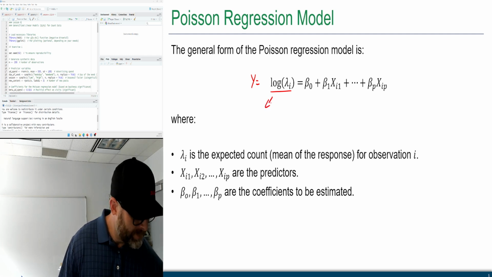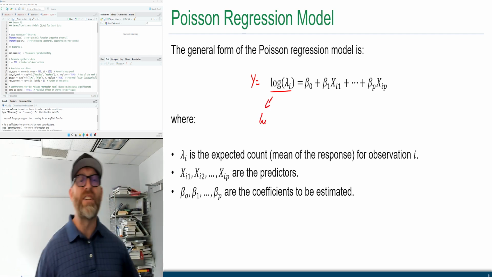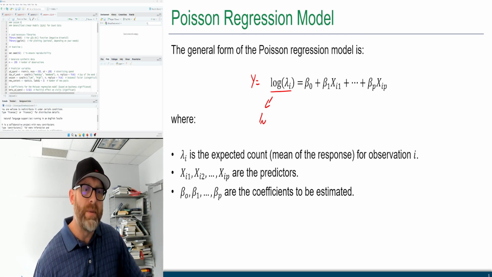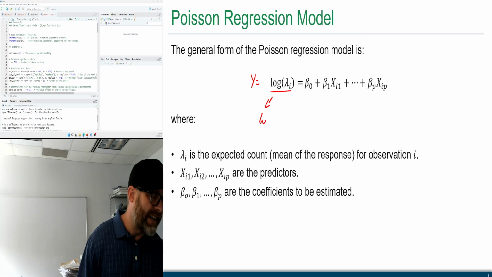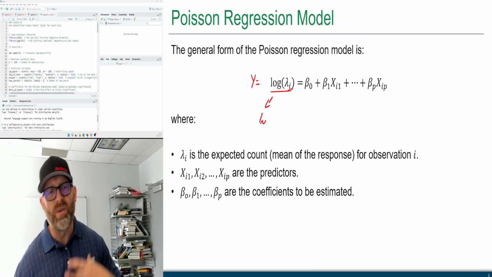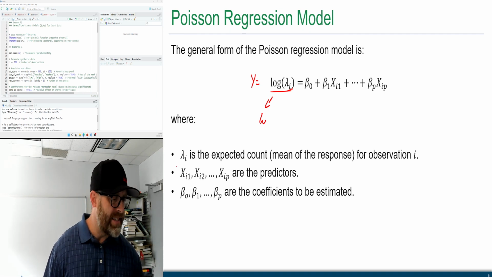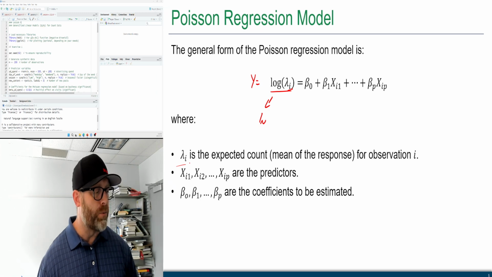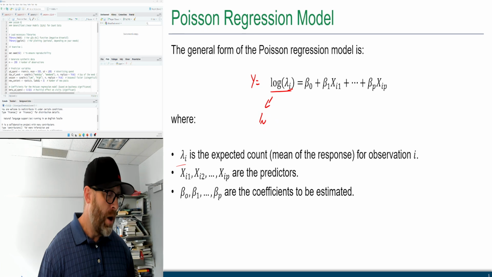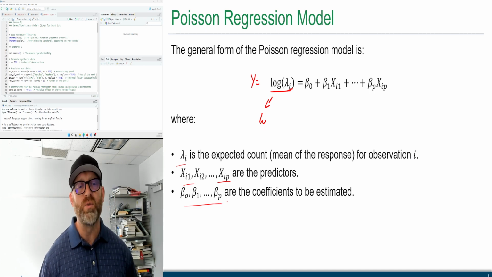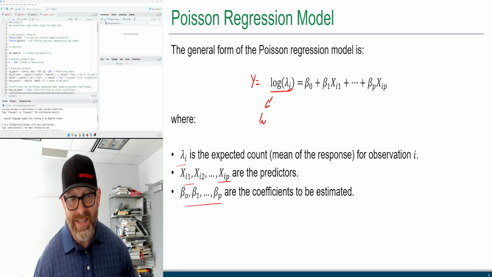So ln, the natural logarithm. So again, this is equal to your beta naught plus beta 1 x1 plus all the way up to some beta p xp. Now I do keep the i's in here just because I kept the i in here and it's up. But when we generalize this, obviously we're not going to be doing that. So lambda sub i, this is the expected count, so the mean of the response for observation i. We have our predictors, our x1 all the way up to xp, and of course we have the coefficients, so these are the population parameters, which we are going to try to estimate.